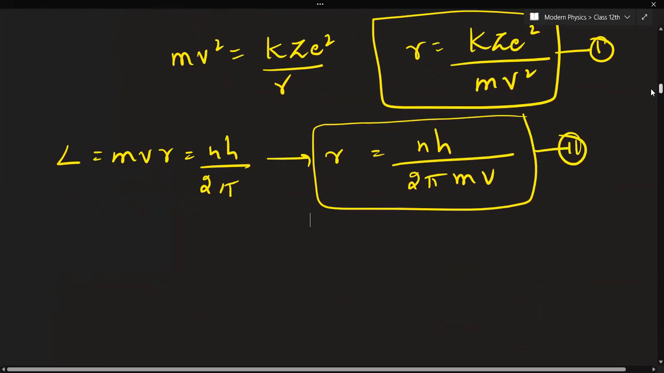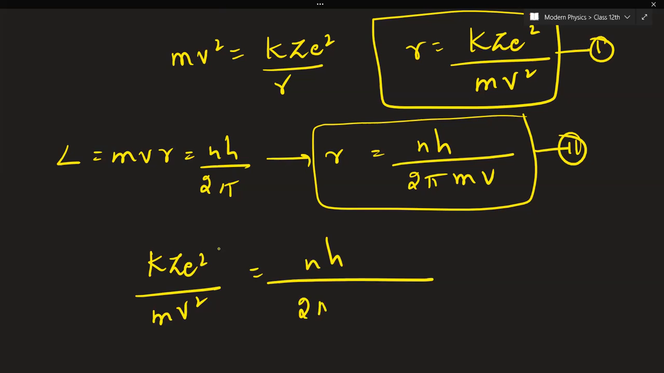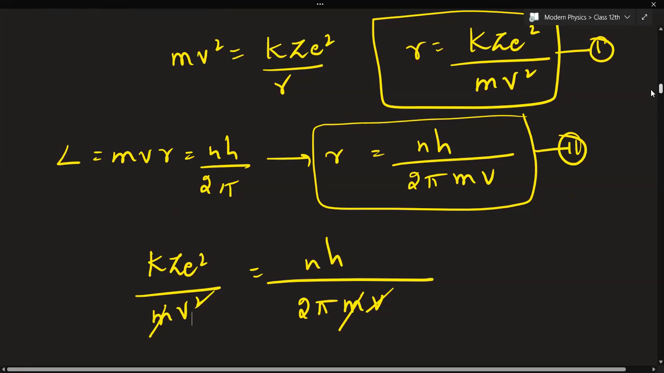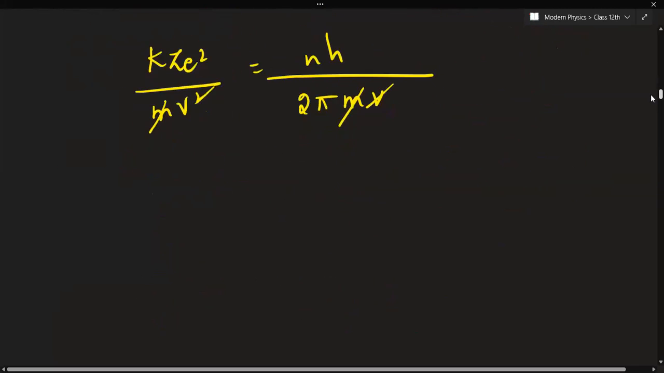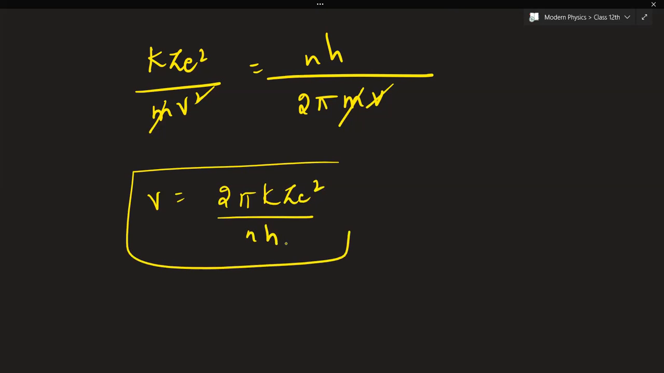See, when you equate, you will get kZe square by mv square, and here you will obtain nh by 2 pi mv. Mass gets cancelled. One velocity, other velocity gets cancelled. The final velocity formula will become 2 pi kZe square divided by nh. This is the formula for velocity.